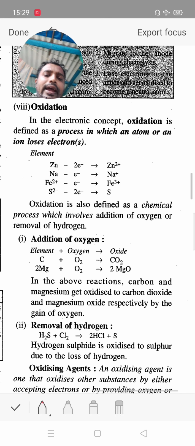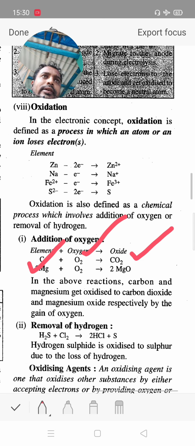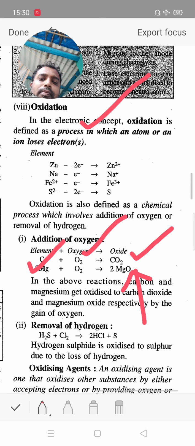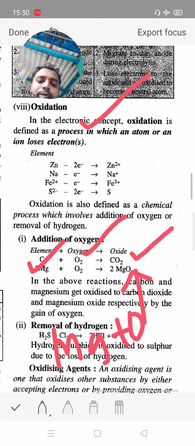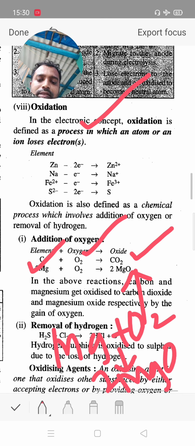Now first, addition of oxygen. Carbon with O2 gives carbon dioxide. Increase in oxygen content, or addition of oxygen, is known as oxidation, and it forms an oxide, carbon dioxide. Similarly, magnesium plus O2 gives magnesium oxide, 2 MgO. In this also oxidation takes place, meaning addition of oxygen.